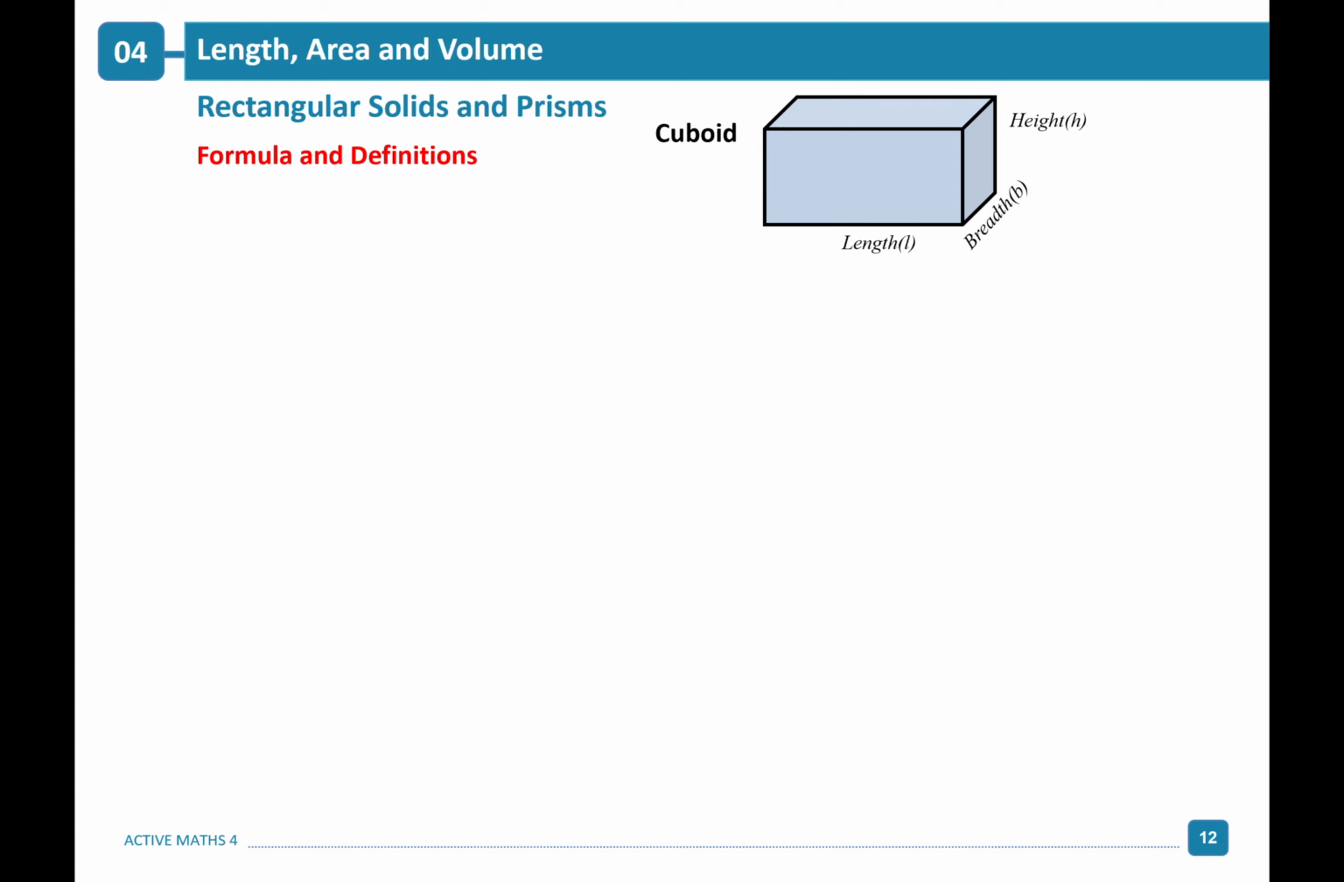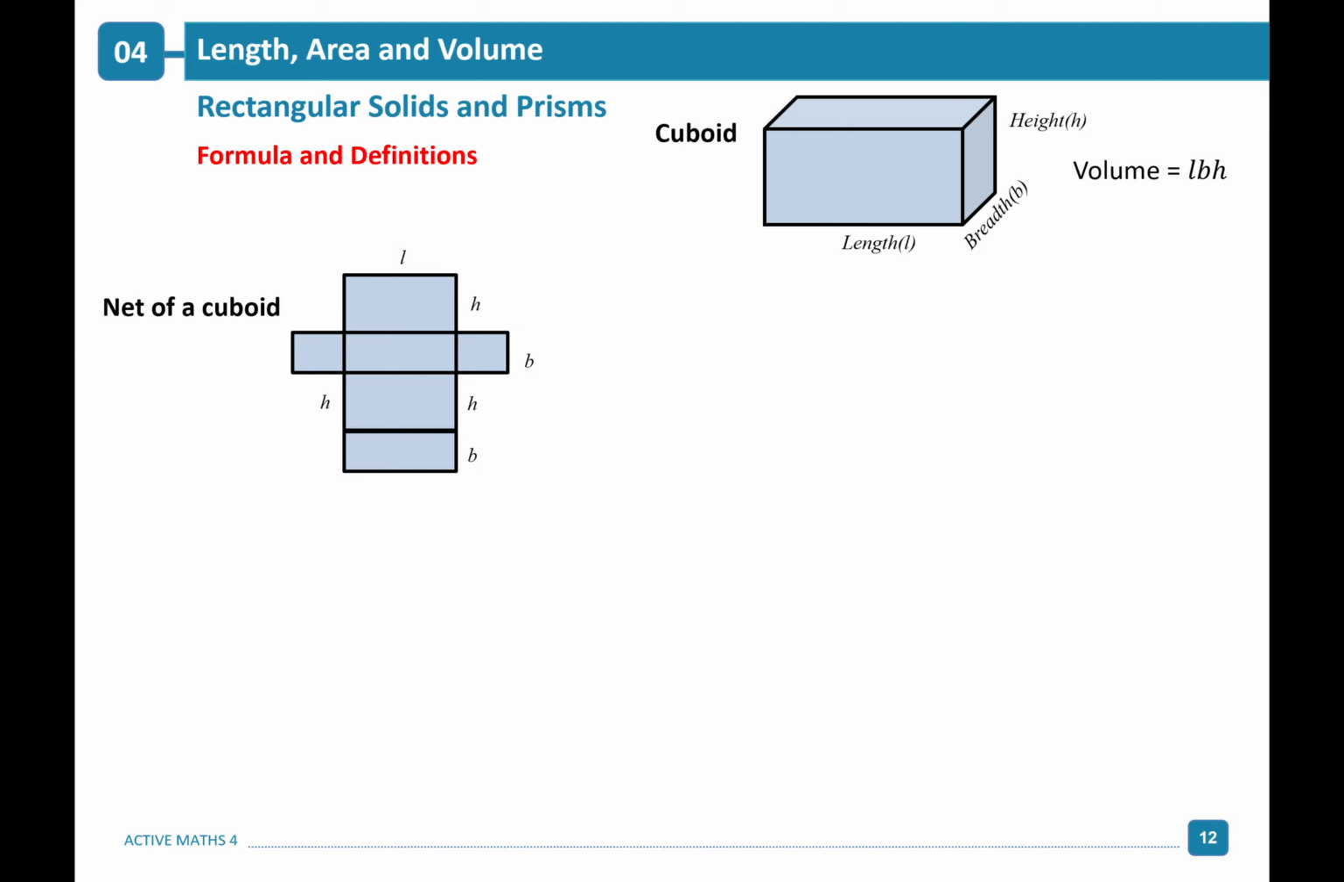Okay, let's look at a few calculations and a few equations. So a cuboid has a volume of length times breadth times height. The net of a cuboid is the surface area of each side added together. So in this case it would be 2 times length times breadth plus 2 times length times height plus 2 times breadth times height. So you're just finding the area of each side and adding them together.